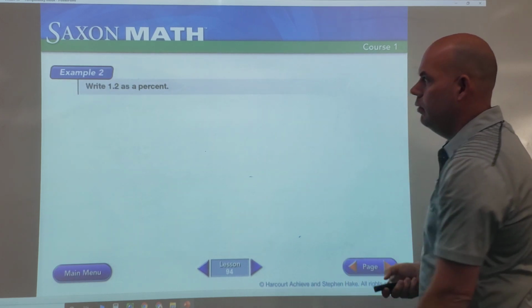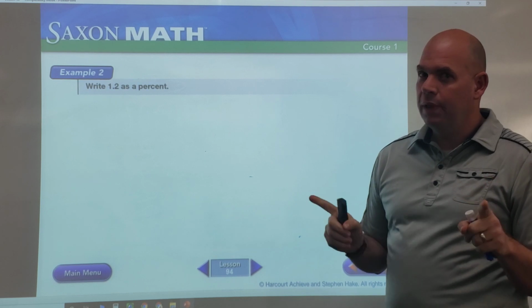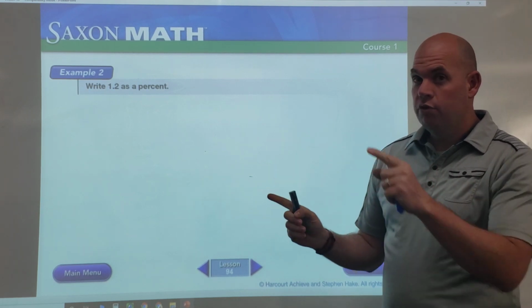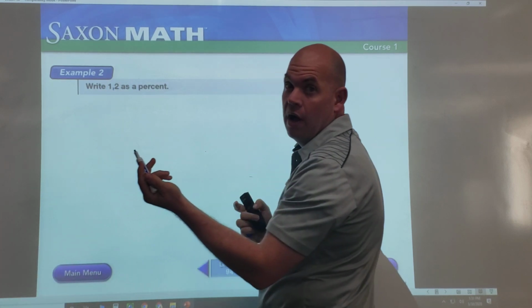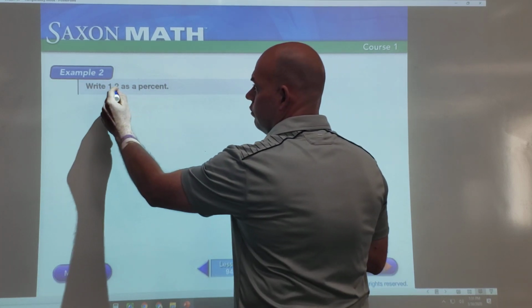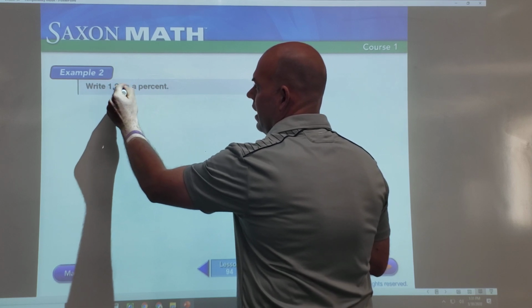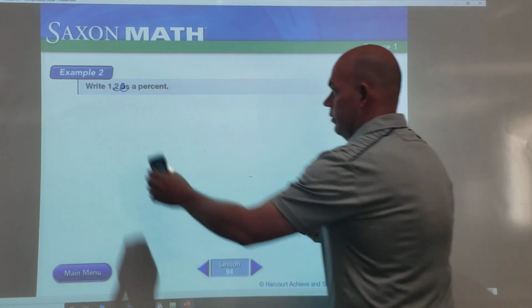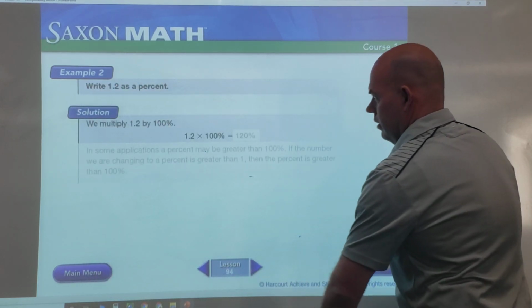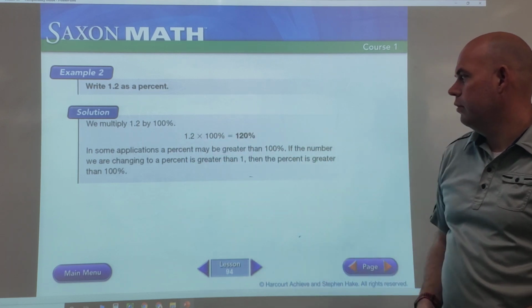Let's look at another one. Write 1.2 as a percent. Now, again, remember, if we're just multiplying it by 100%, we're just going to move that decimal place over twice, because 100 has 2 zeros. So if we go over once, it would be 12, but if we go again, we have to add that extra 0, so we get 120. Let me show you here separately. So we're just moving over 2 decimal points to 120%.